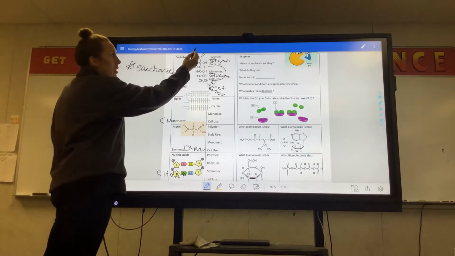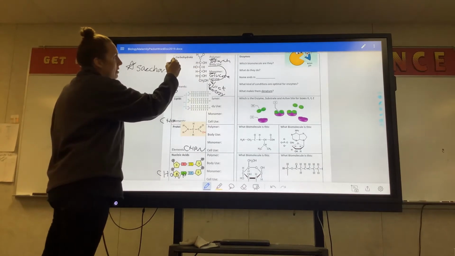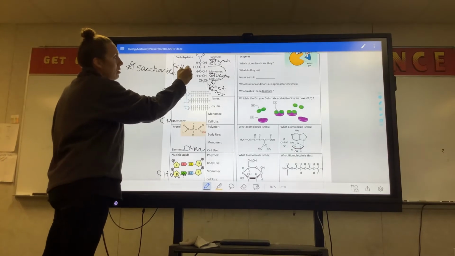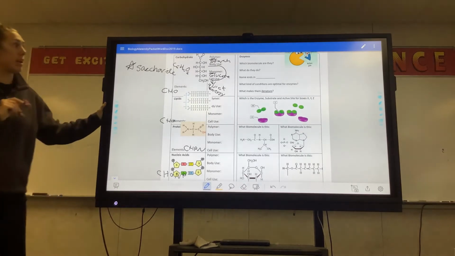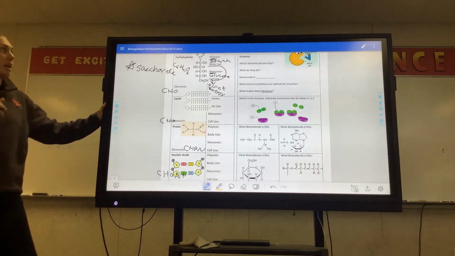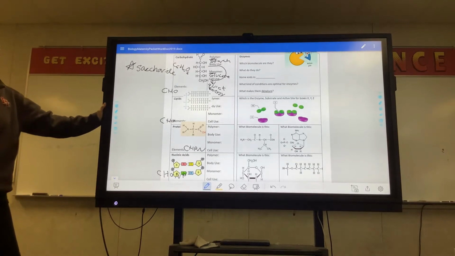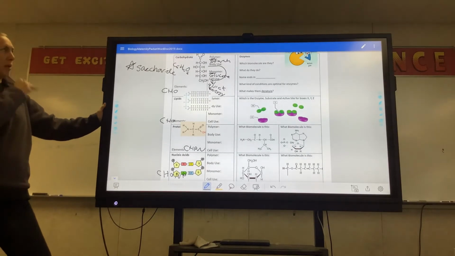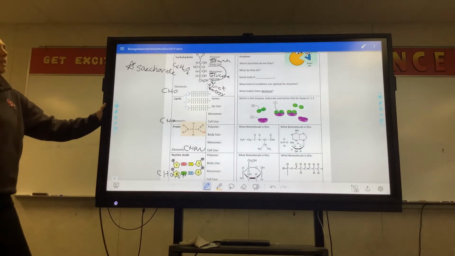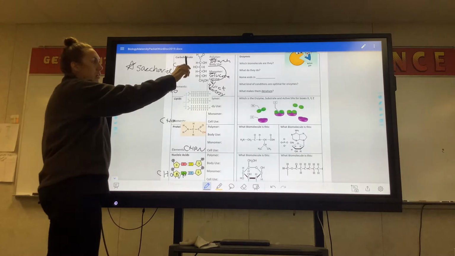Now this picture, if I would count it out, there's 1, 2, 3, 4, 5, 6 C, so it's C6H12O6. All carbs, no matter what, are in that kind of ratio where you have double the hydrogens. It could be C12H24O12. It could be anything as long as the H is doubled. Okay. You eat too much sugar, you get fat.